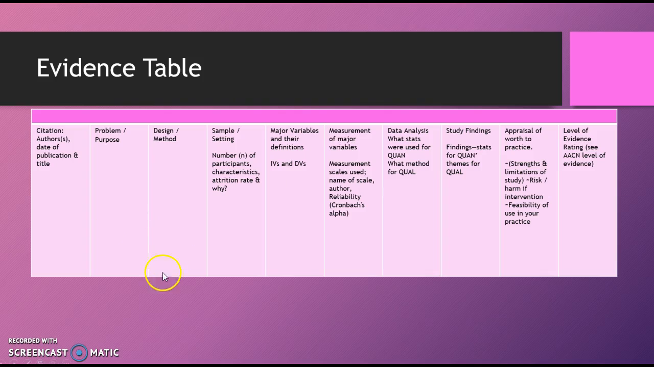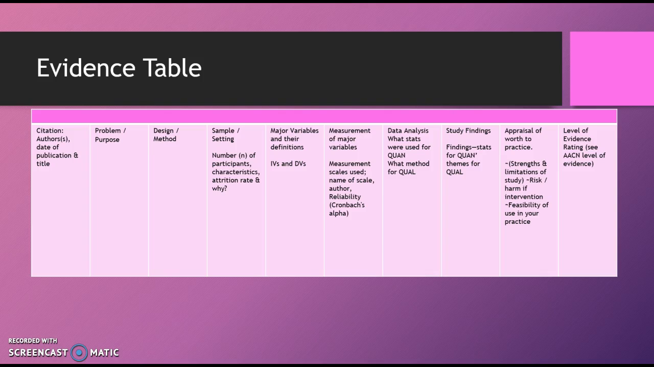What happens here is whenever you have a purpose or a problem right here, this should tie right on up over to this one. This was the problem, and this is what they found. Okay? So the appraisal worth to practice, this is where you just talk briefly. You don't use full sentences, and you'll see that in the assignment directions. You'll talk briefly about the strengths and the limitations of the study, and I mean briefly.